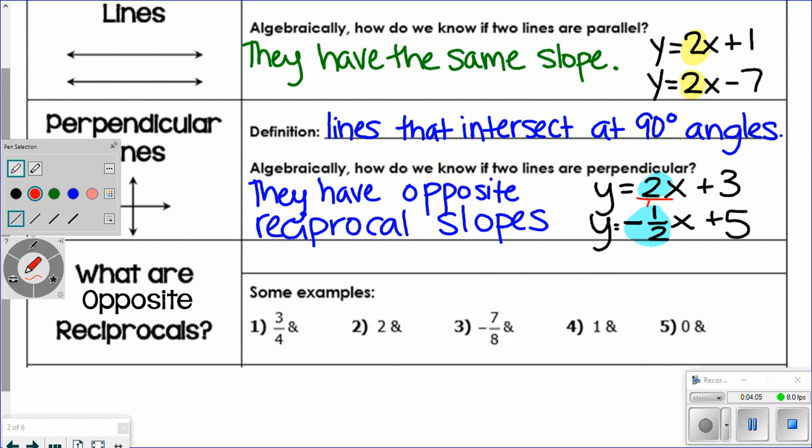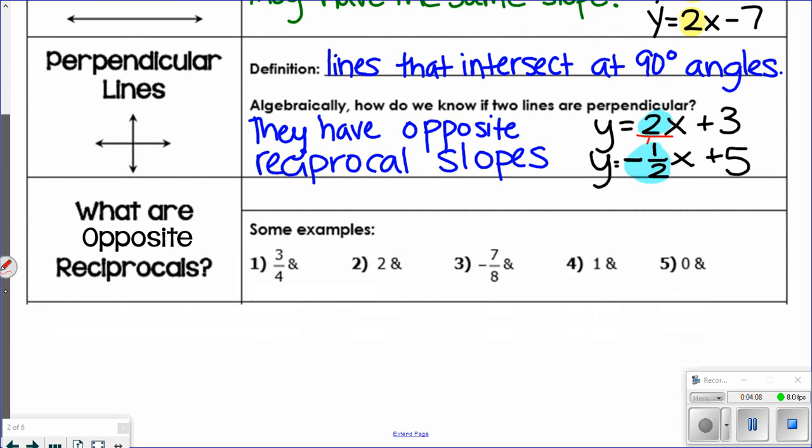So opposite, this is a positive, my new one has to be negative. And I'm going to flip the fractions. So 4 needs to come up top in the numerator, 3 needs to go in the denominator. Okay, I'm going to make this a fraction, so that helps me right away. If this is a positive 2, opposite, this one has to be negative, and then reciprocal, flip the fractions. So 1's on the top, 2's on the bottom. Go ahead and try question 3 on your own.